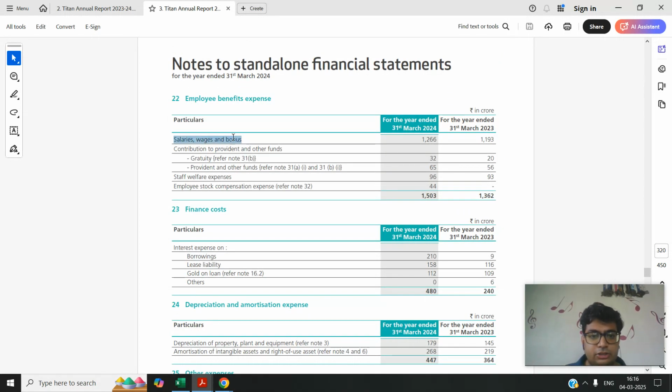So salaries, wages, bonus, essentially the remuneration that you are paying to your workers, contribution to provident fund, gratuity and all other things that you pay to your worker, staff welfare expenses. So if you look, we as XYZ Limited took our staff out on picnic, offsite or celebrated their birthday. All this would be staff welfare expenses. And lastly, some stock options that Titan gave.